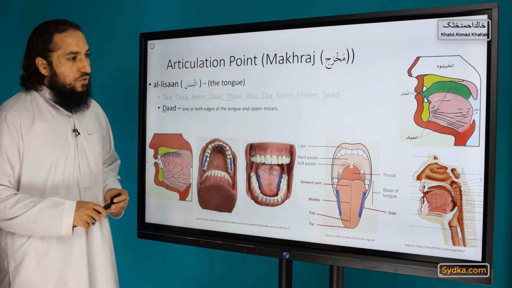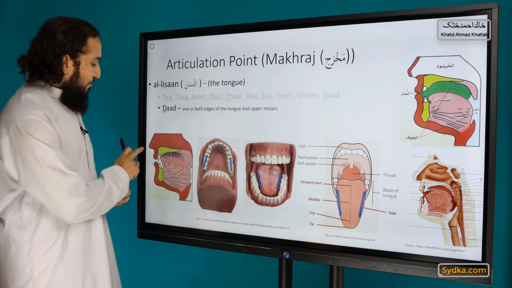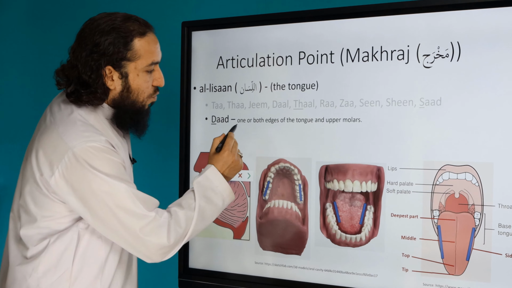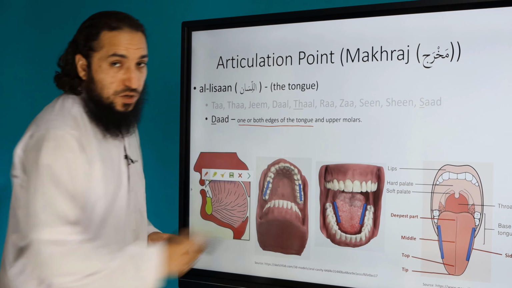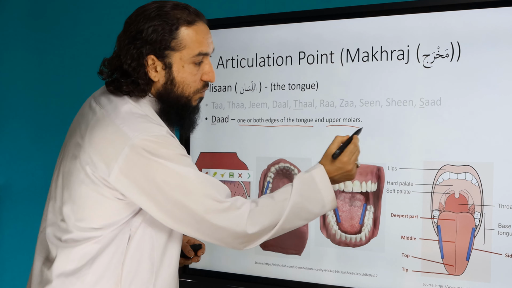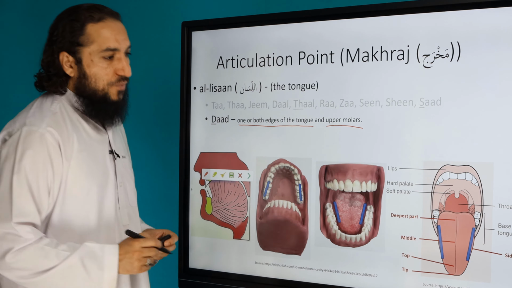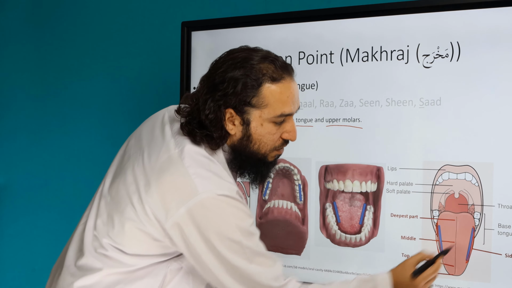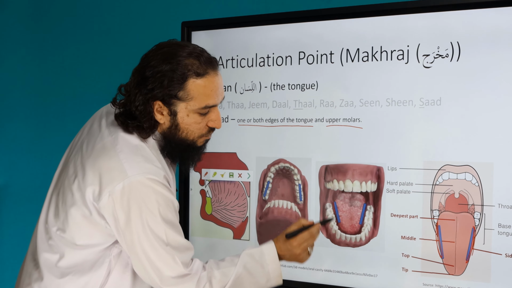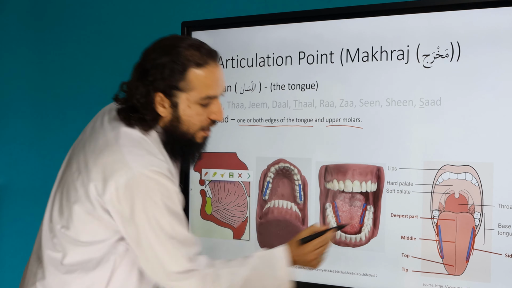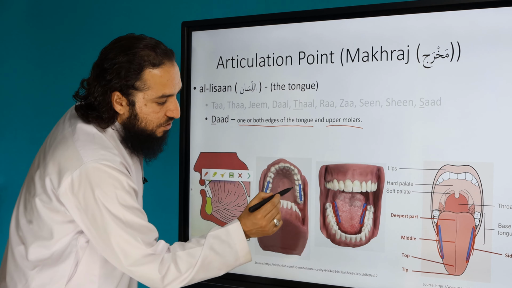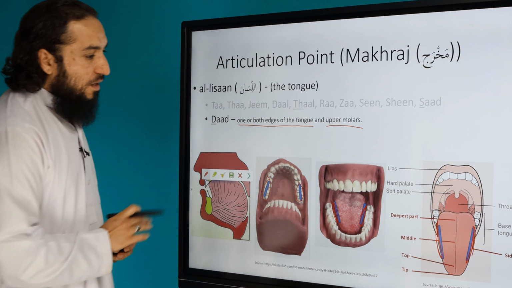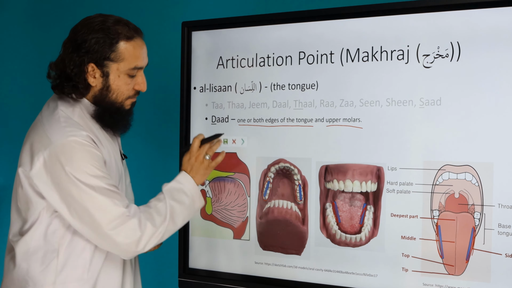So what is its articulation point? It is one of the tongue letters, and it is pronounced from one or both edges of the tongue when it's touching the upper molars. So that is one or both sides of the tongue. You can see here as well. And when those parts touch the upper molars, that causes the sound of Daad.